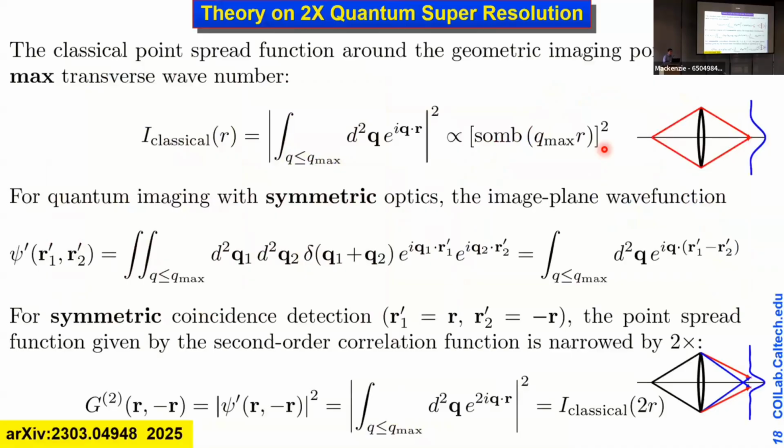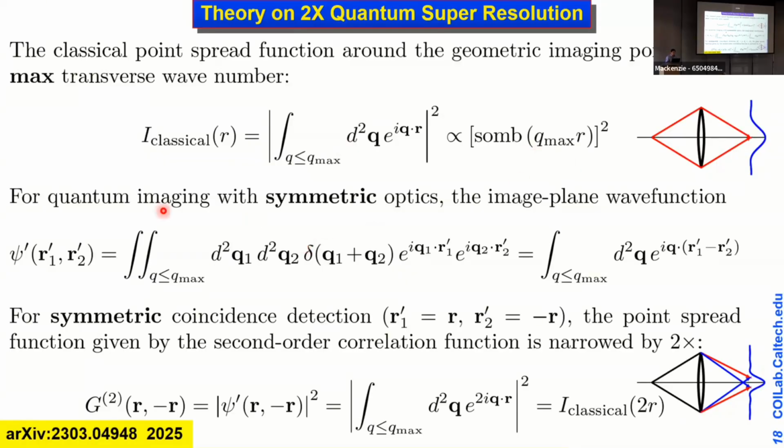So how does the theory work? Let's start with the classical PSF. This first equation is the classical PSF. This is related to the transverse wave number, which is the vector Q here. And R is the relative displacement from the geometric focus. This tells you how much blurring you're dealing with. For a circular pupil, you would get a Sombrero function. Okay, so from here, you can figure out the diffraction limit.